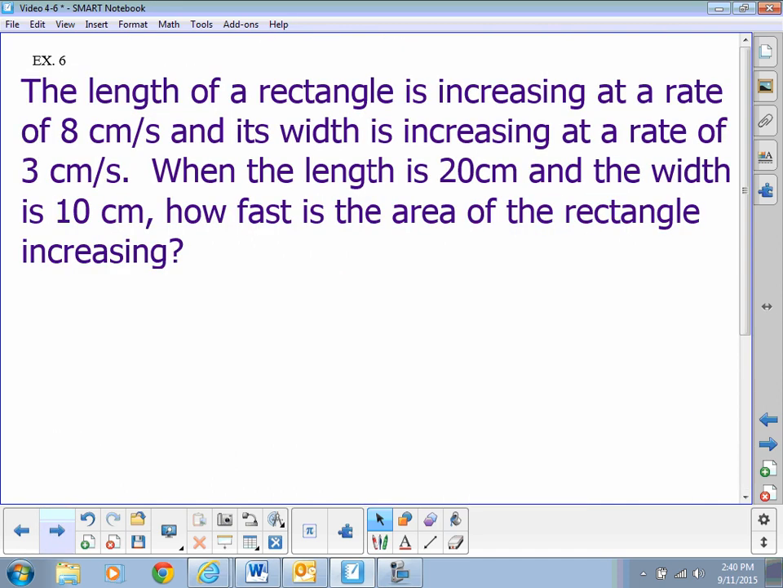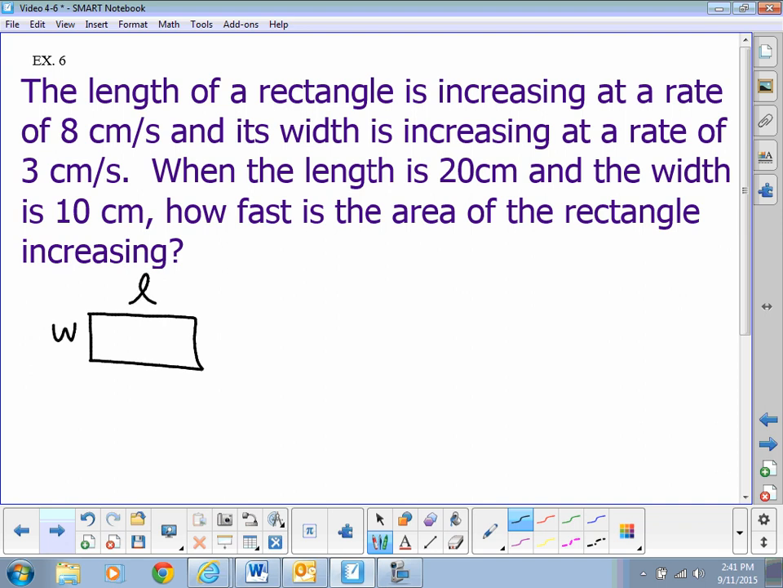Next example, we've got a rectangle. Its length is increasing at a rate of 8 centimeters per second, the width at a rate of 3 centimeters per second. When the length is 20 centimeters and the width is 10 centimeters, how fast is the area increasing? So we've got this rectangle, we've got the width, and we've got the length. We want to know how fast the area is increasing, so we need an area formula. That's just length times width.